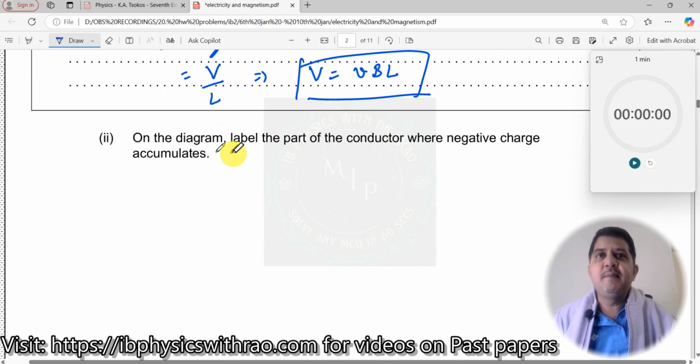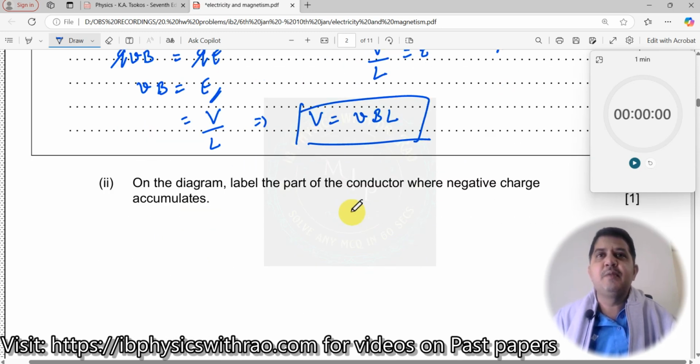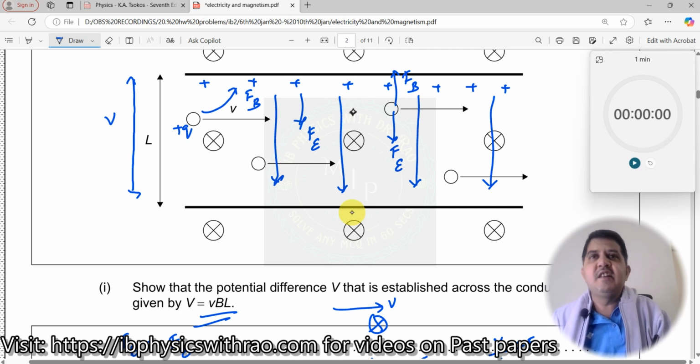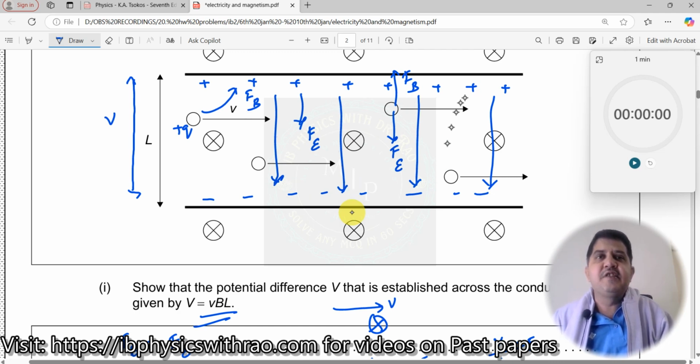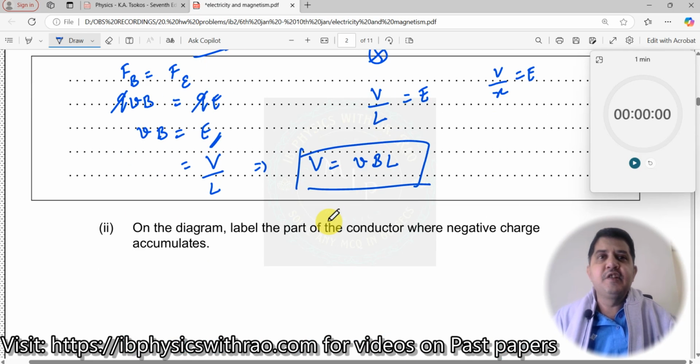Then on the diagram, label the part of the conductor where negative charge accumulates. Now, if positive charge is getting accumulated here, negative charges should be here. Why should I say that? The reason is that there is a uniform electric field which is directed downwards, so negative charge should be on the lower plate, right? So this is for 1 mark.